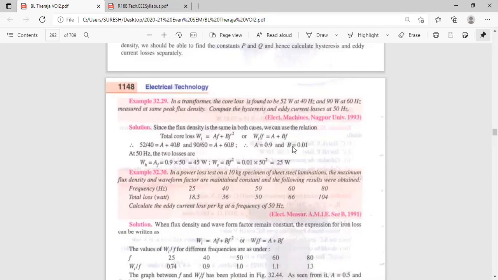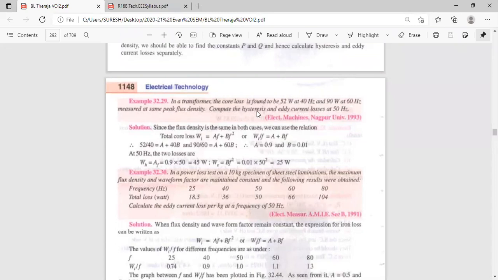We will get the A value this much, the B value this much. So two unknown quantities are there, constants A and B. We are calculating the constants A and B. Okay, note down the answers. A value is this much, B value is this much. If you solve these two equations, we will get the A and B values.